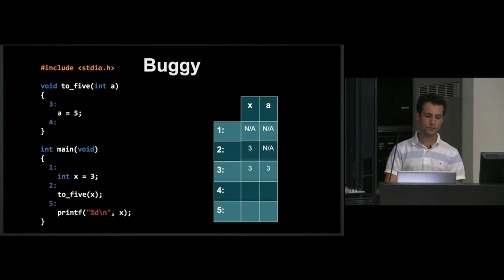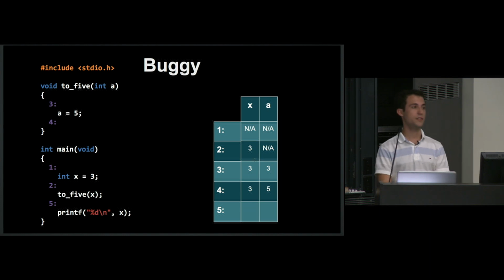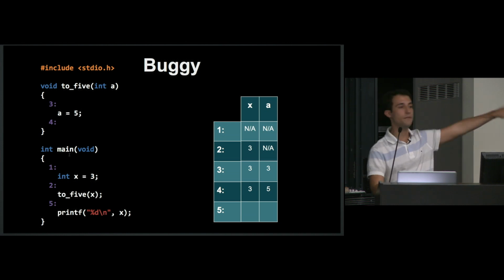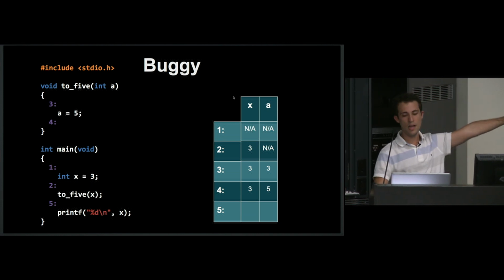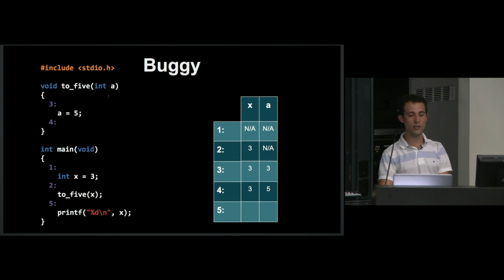Cool. Now we're here, and now we're going to update a equals 5. What's going to happen in line 4? A gets updated, but x didn't get updated, because x still lives in main. It's a completely different block of memory. It's a different variable. A is another variable. They happen to have the same value because I copied over the value of x to a. But now when I do a equals 5, it doesn't really affect x in any way. Okay, this is the trickier part. Does it make sense to everybody?